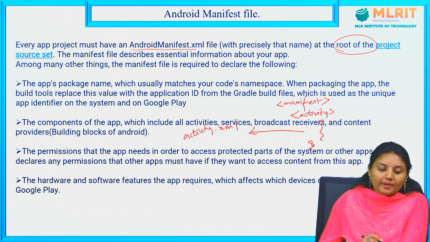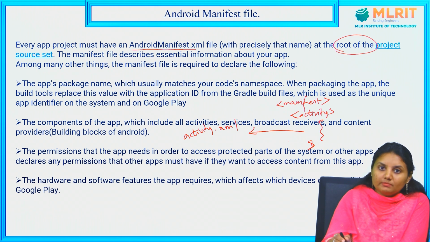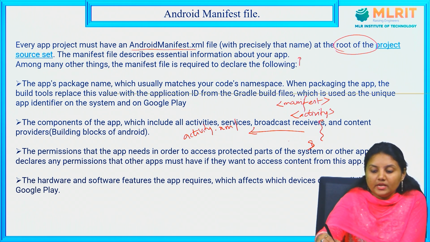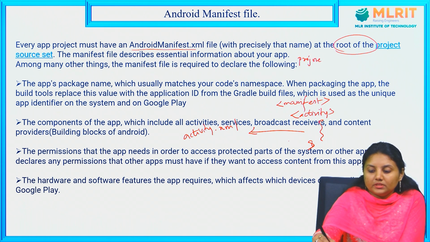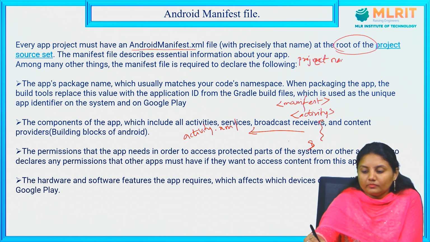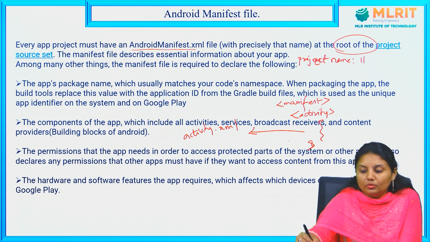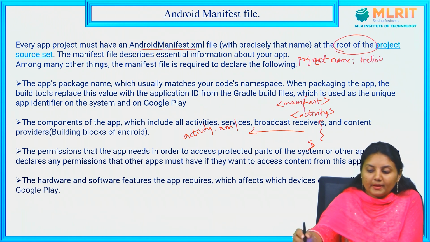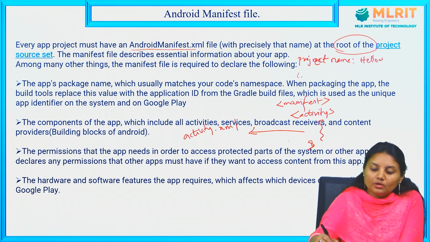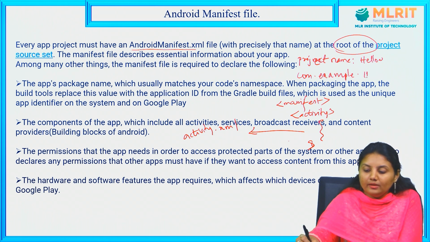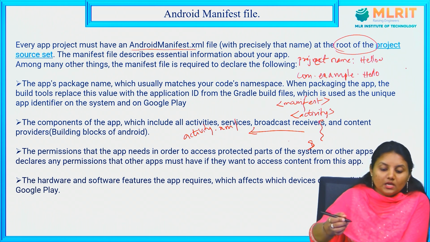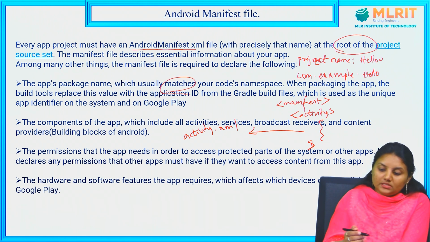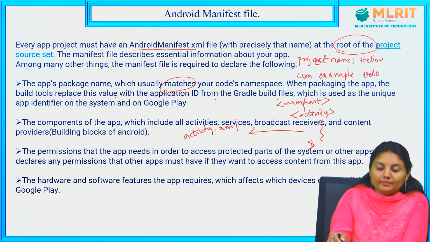And the app's package name matches the code's namespace. Whatever package name we give, suppose you give the project name as hello, then your package will be com.example.hello. It will directly take this, so it should usually match. And build tools replace this value with the application ID from the Gradle build files.